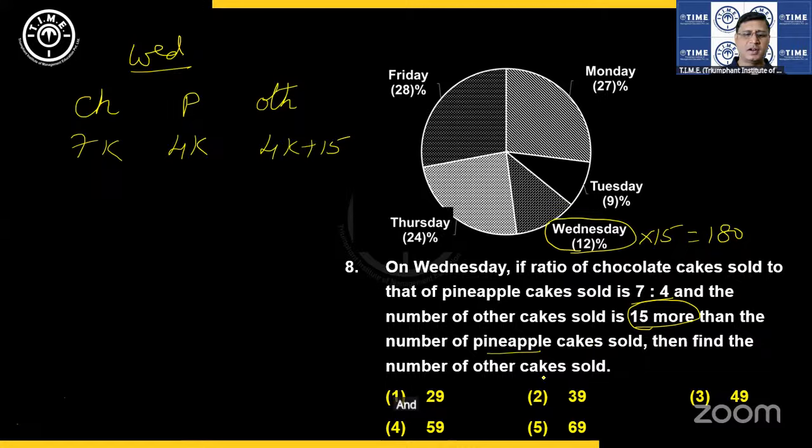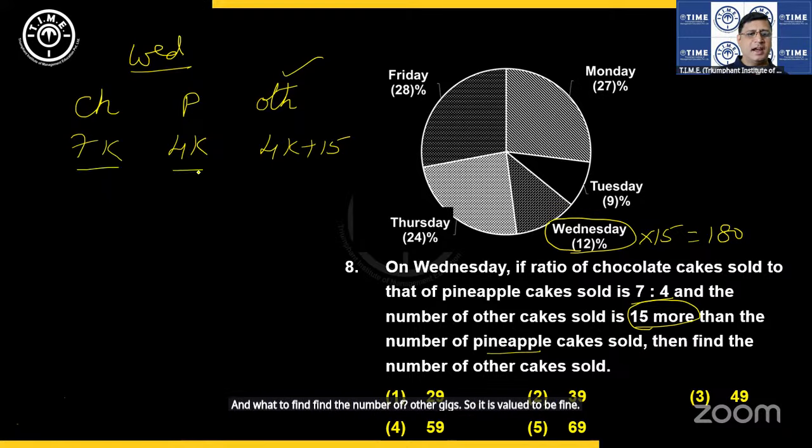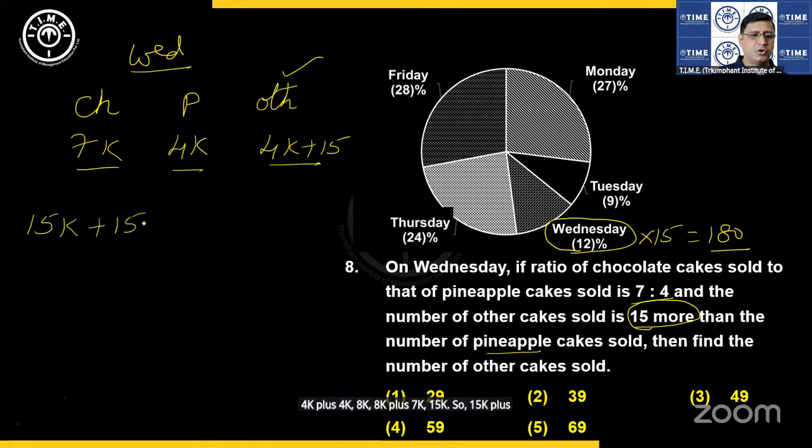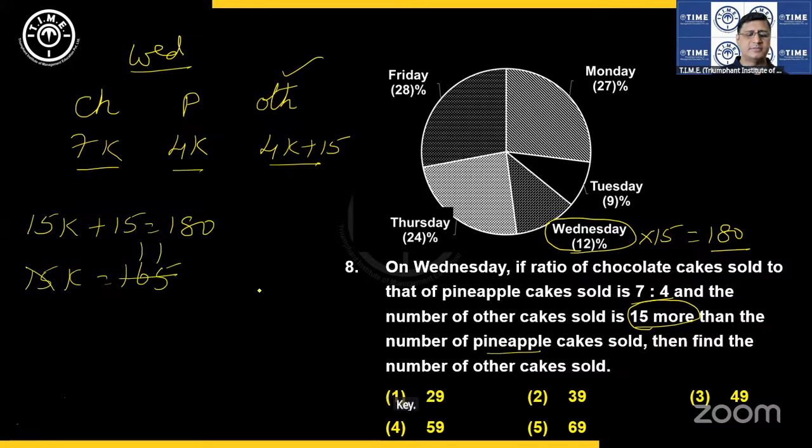And what do we find? Find the number of other cakes. By adding all these, we get 180. 4K plus 4K, 8K, 8K plus 7K, 15K. So 15K plus 15 is equal to 180. So 15K is 165, the value of K is 11.